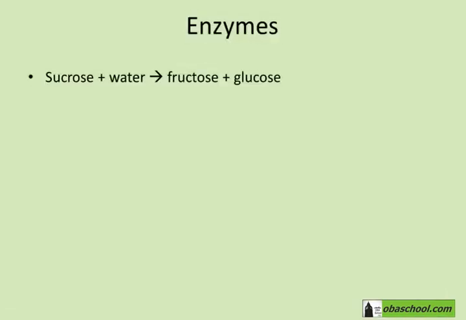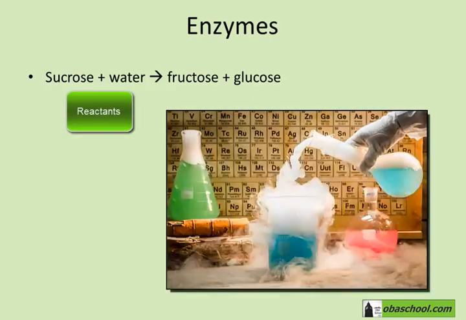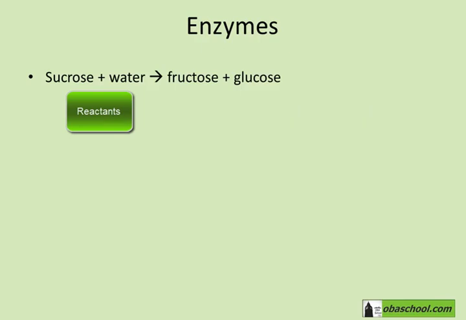Let's take this chemical reaction, the hydrolysis of sucrose into fructose and glucose. Sucrose and water are what we call the reactants. They are what we have initially and what are going to participate in the chemical reaction. Fructose and glucose are what we get after the reaction is done. So these are the products. So we have reactants and products.